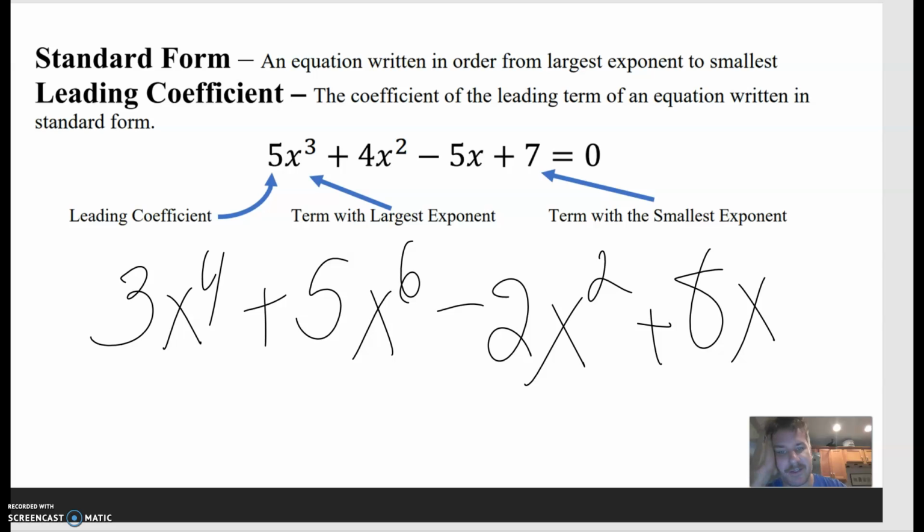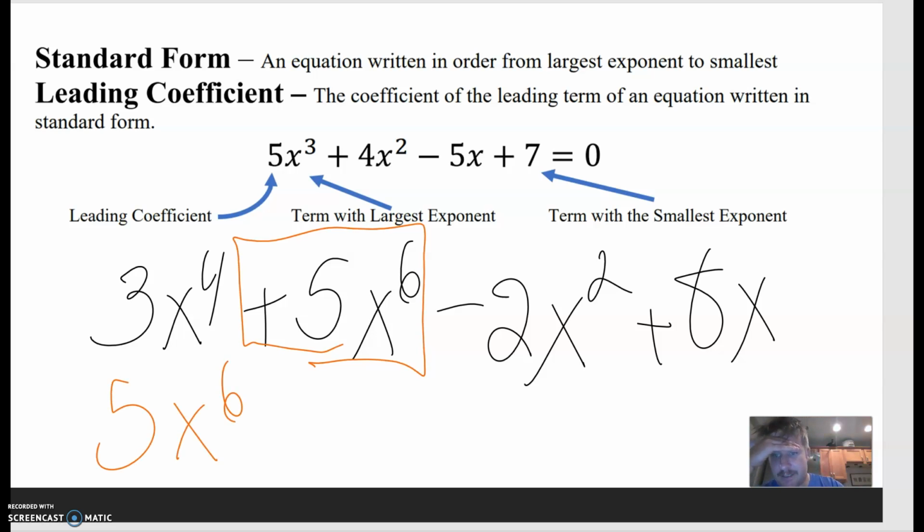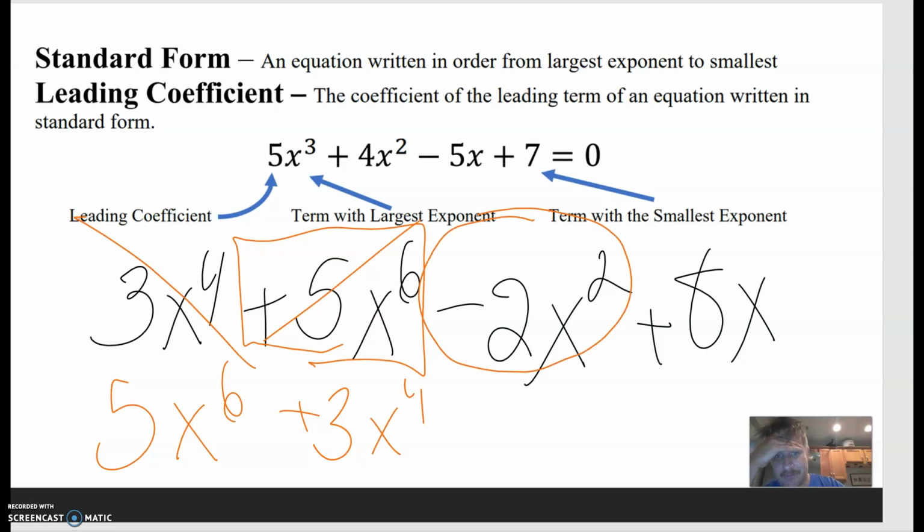Now, what I always show my students is find the highest exponent, and you always include the sign that's in front of each number. So we have positive 5x to the 6th. I'm done with that. Next highest exponent would be positive 3x to the 4th. I'm done with that. Now, again, the sign in front of each term, so that's a negative 2x to the 2nd, and then we have plus 8x.